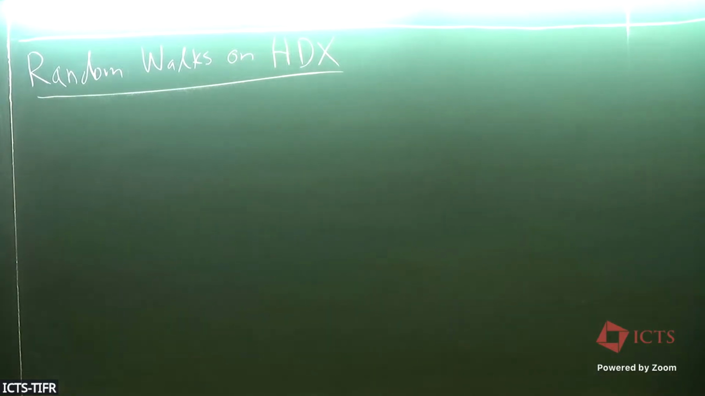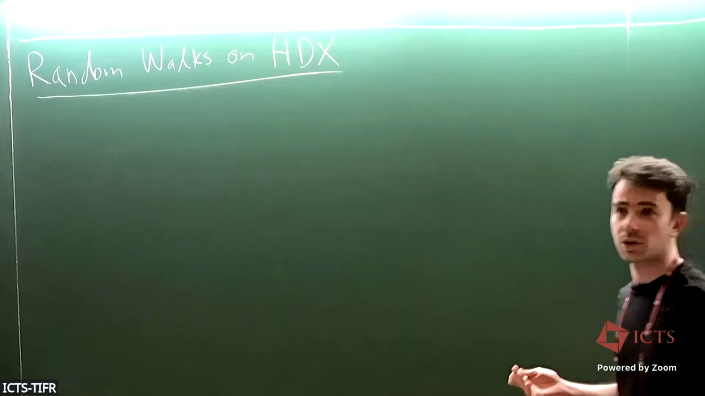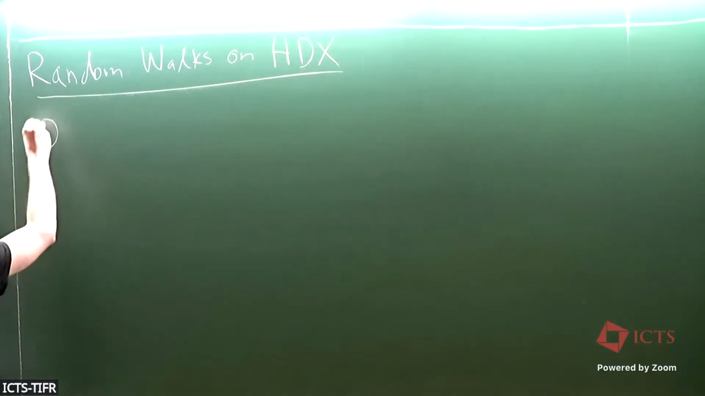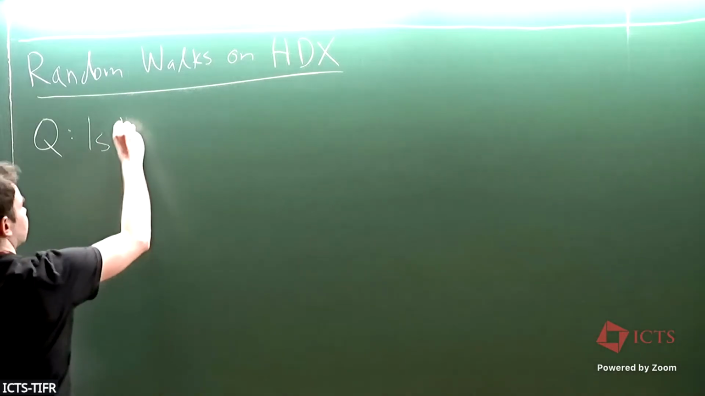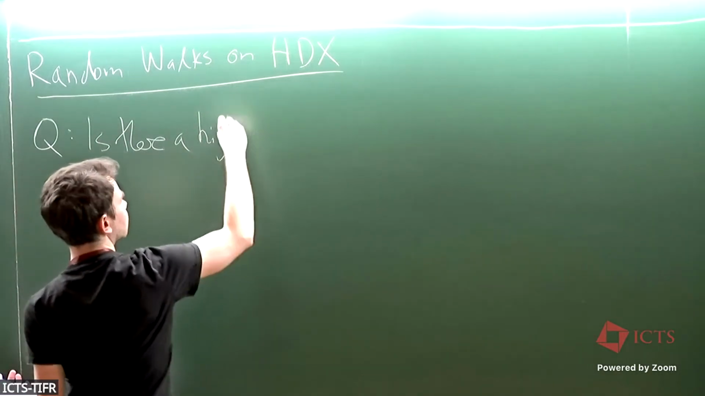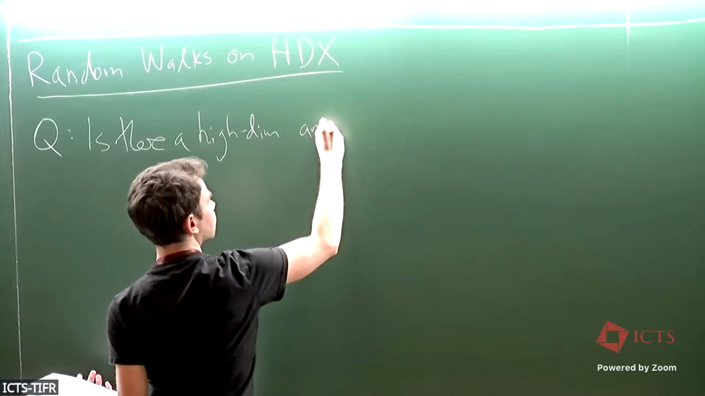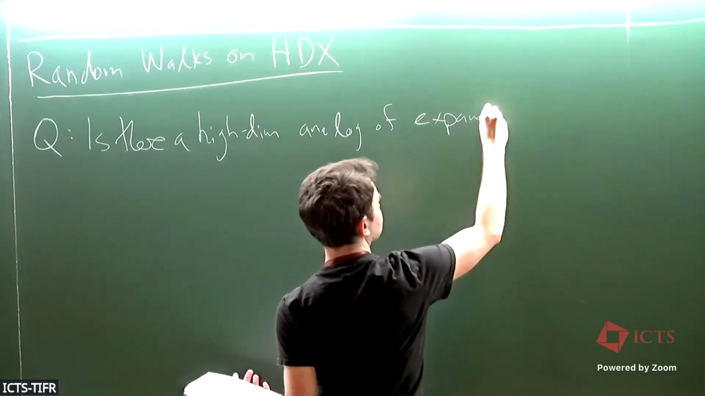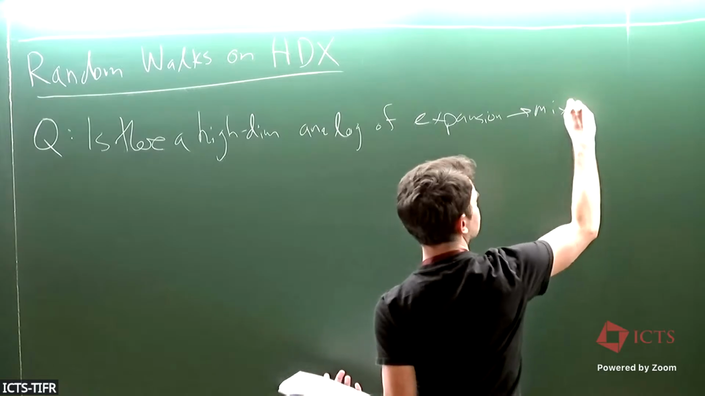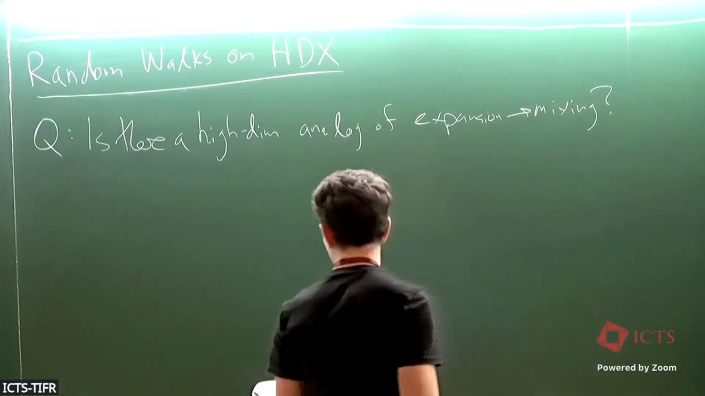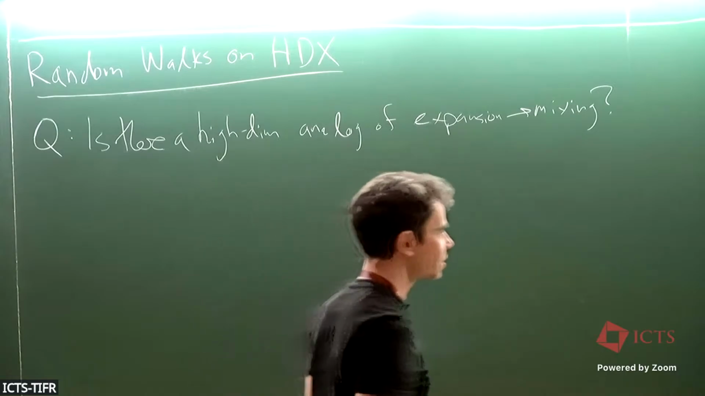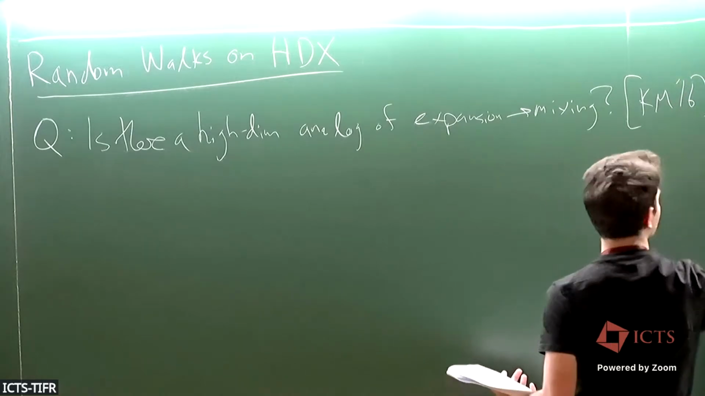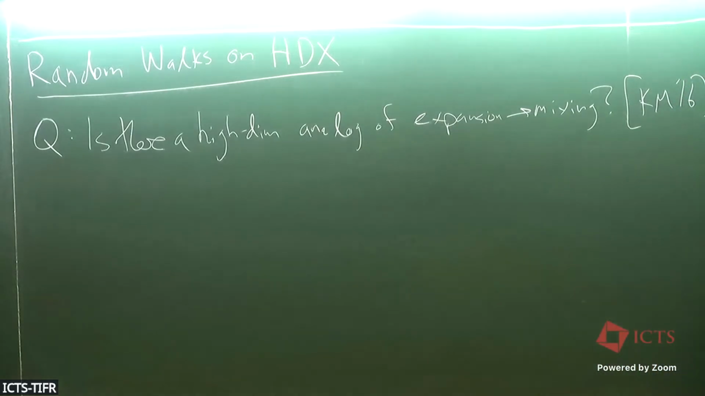Okay, so we saw this fundamental connection between lambda2 and the mixing time of the underlying random walk on a graph. So there's, of course, a natural question, which is, is there a high-dimensional analog of expansion implying mixing? Okay, so this question, as far as I know, within the HDX community, was first studied by Kaufman and Mass. And we'll talk a little bit more about the motivations in these things later.